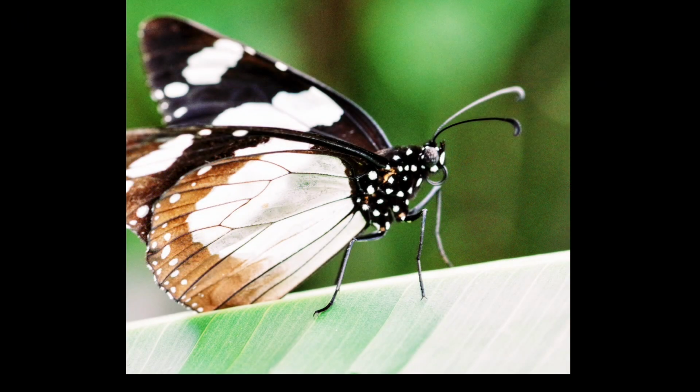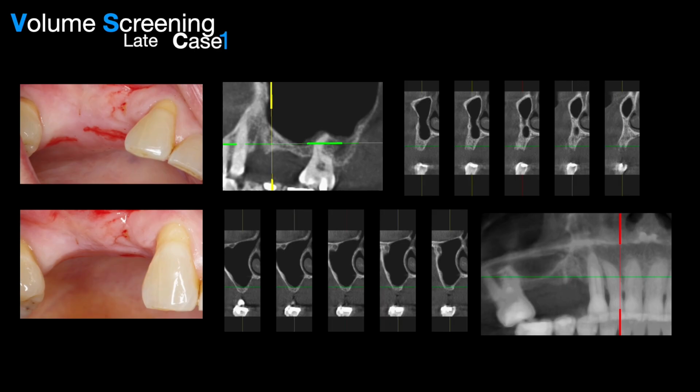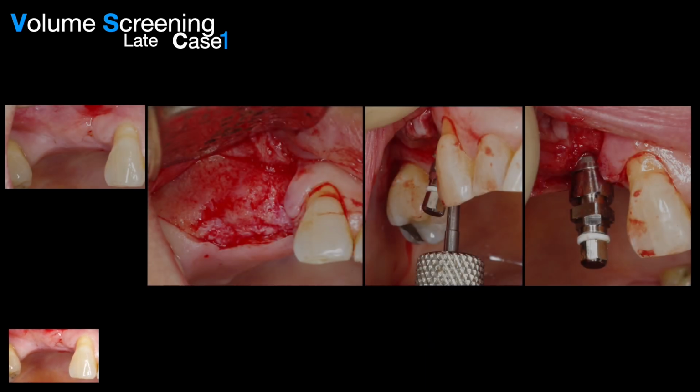The next part is maxillary premolars. We got 3 cases here. We got a late case, we got immediate case, and we got immediate placement and load. So the late case is quite complex because we have a very low sinus level, so we needed to do internal sinus lift and some buccal remodeling to create a nicer situation. So there was a bit of planning.